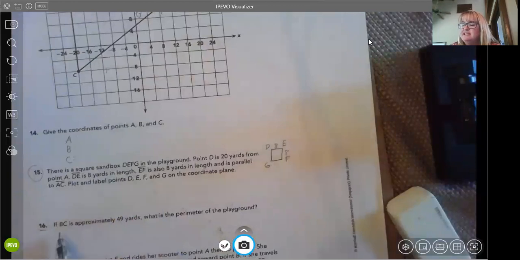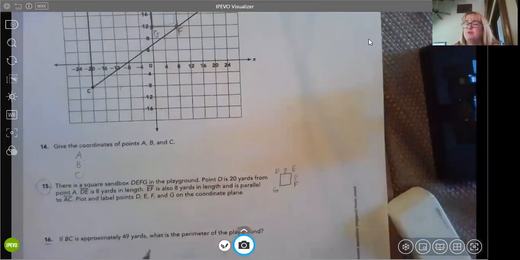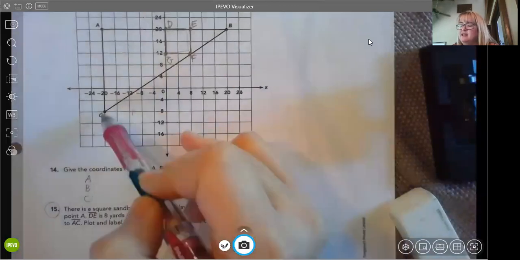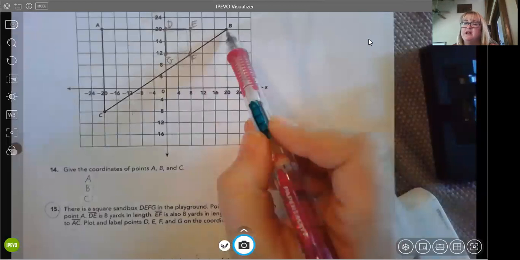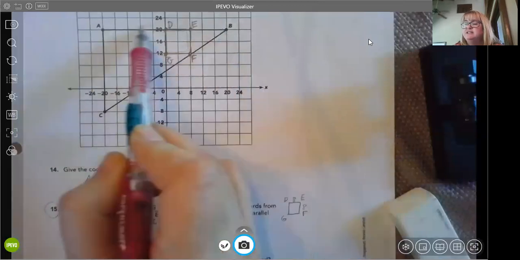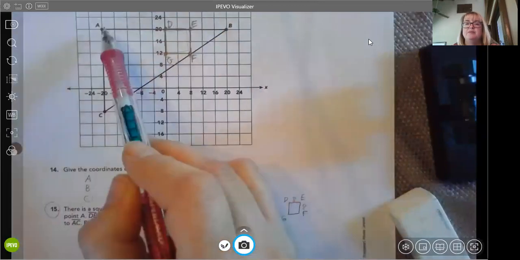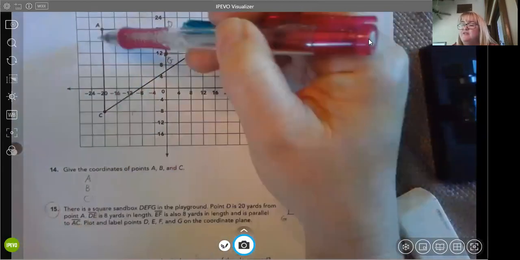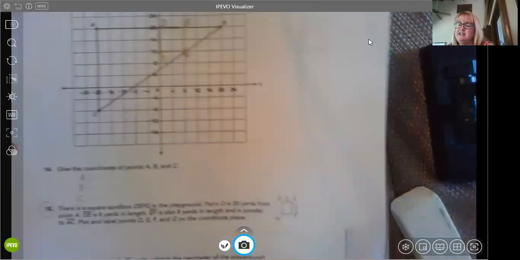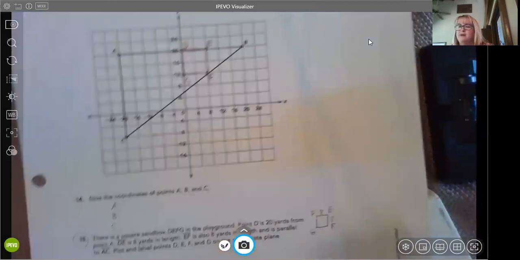Okay. If BC is approximately 49 yards, what is the perimeter of the playground? Perimeter is the distance around, okay? They're telling us that BC is 49 yards. We do have enough information to figure out how many yards it is across and how many yards it is down. So you need to figure out how many yards from A to C, and then add 49 to it, and you will have the whole perimeter. All right, 17, I'm going to actually ask you to omit that. Don't worry about 17.